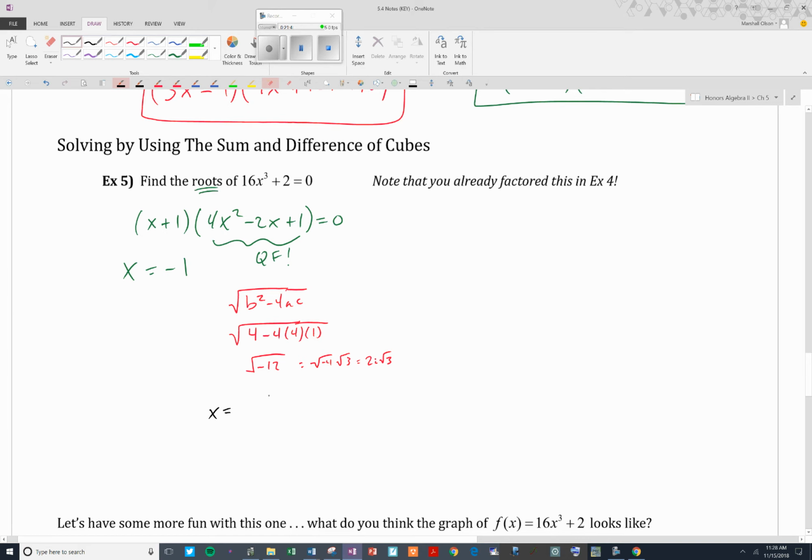Negative b would be 2, and we have plus or minus 2i square roots of 3 all over 2a, which would be 8. Let's separate. So we have 2/8 and simplify, which is 1/4. Plus or minus, when I separate, I can simplify between that 2 and that 8 and call it 1/4 again. And I'm going to put that i back here.